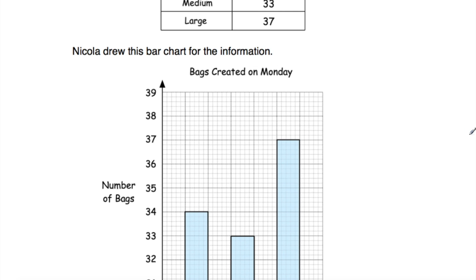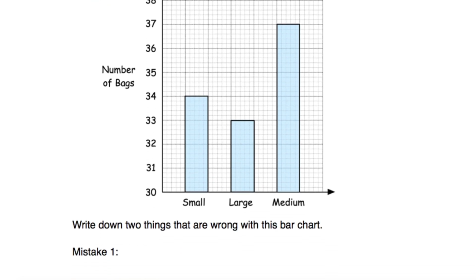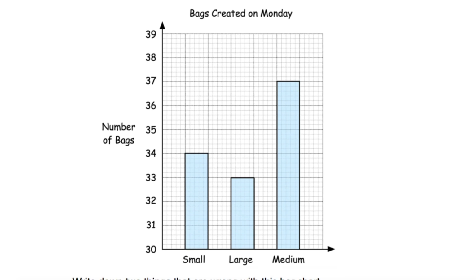So bags created on Monday, and then we've got vertically, starting at 30, goes 31, 32, 33, 34, and so on up to 39. Then the small bags, large bags and medium bags. And the question says write down 2 things that are wrong with this bar chart. So we need to find 2 things that are wrong with the bar chart.